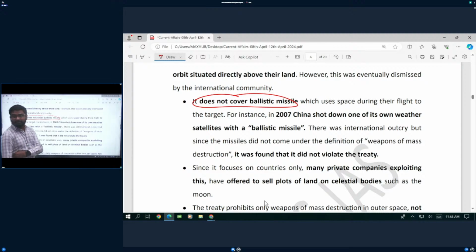कोई बोला? हाँ, तो अब जब अमेंड होगा तब देख लेंगे. फिलहाल इसमें वीकनेस है ये. Clear है? This is one of the weaknesses. It does not cover ballistic missiles as of now.